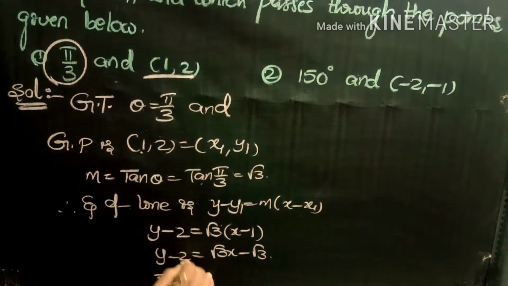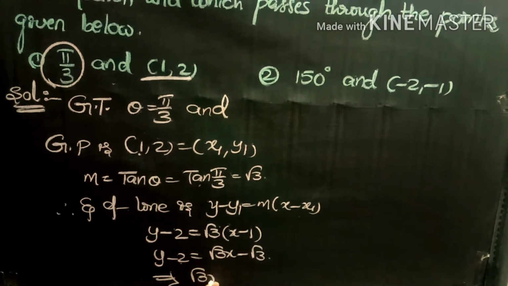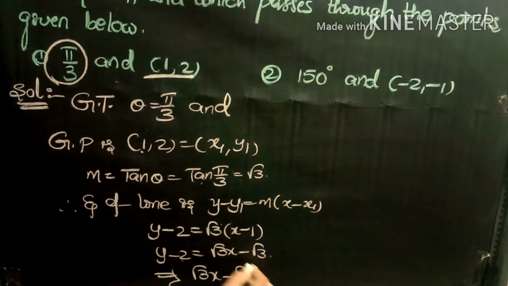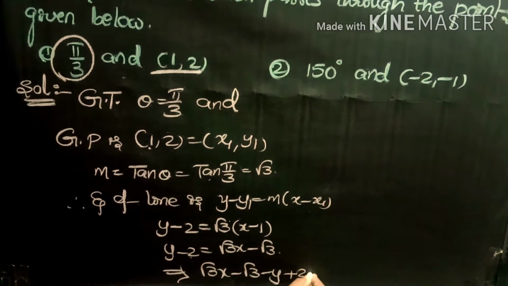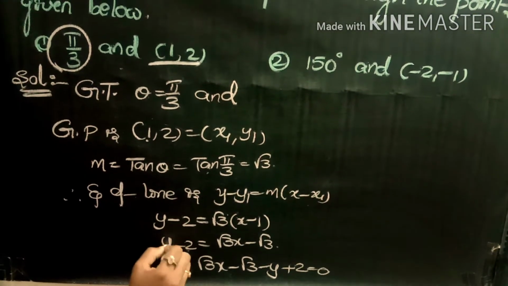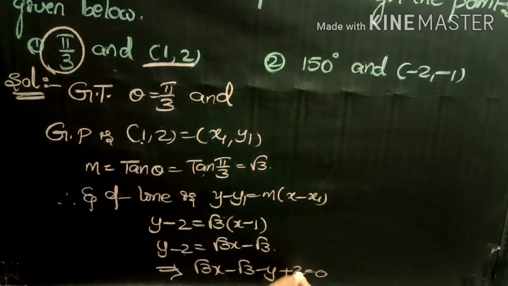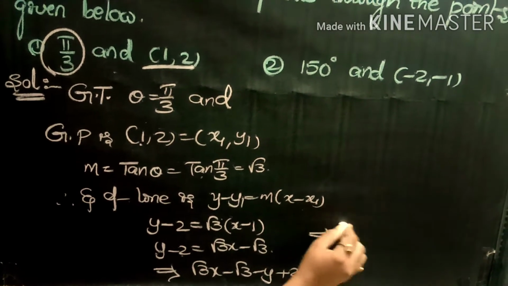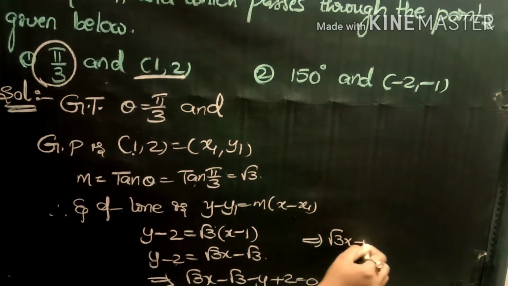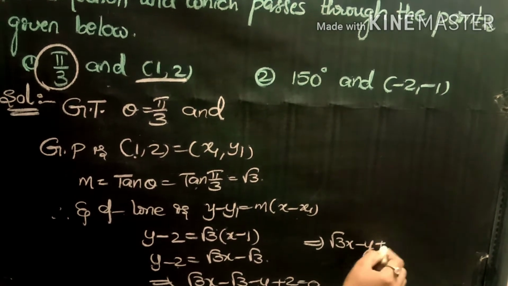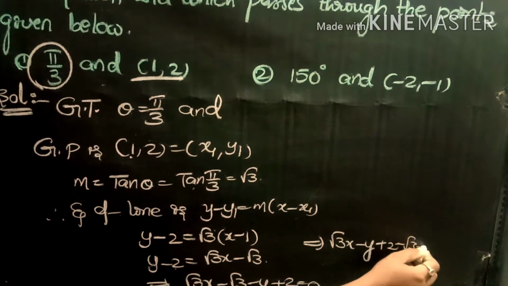Now writing all the terms to a single side, that is root 3x minus root 3 minus y plus 2 is equal to 0. Converting these two numbers to that side, which implies the answer is root 3x minus y plus 2 minus root 3 is equal to 0.